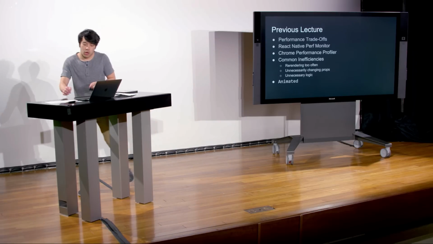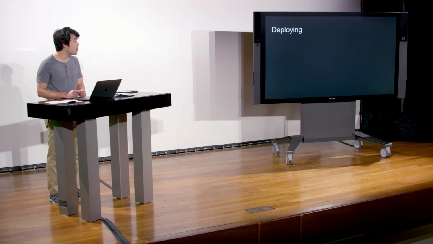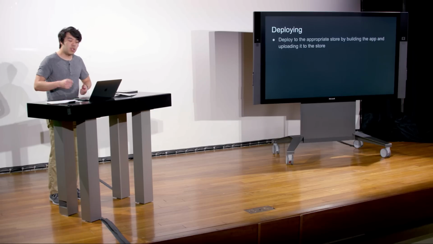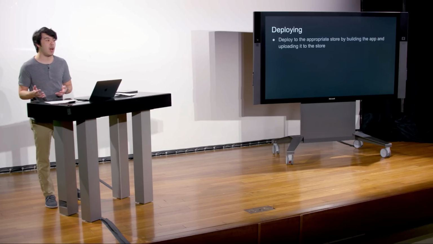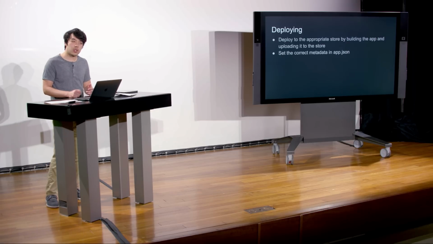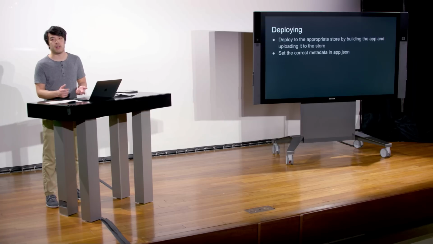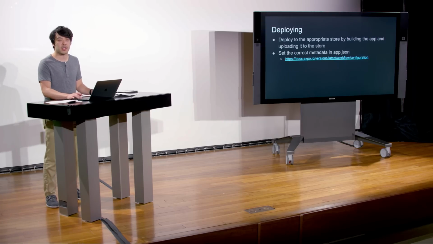So this week, we'll give a high-level talk about deploying apps. The way that you deploy in Expo is by building the app locally and then uploading it to the store. Before you do that, you have to make sure to set the correct metadata in your app.json file. And you can find out exactly what those are at this Expo documentation link here.